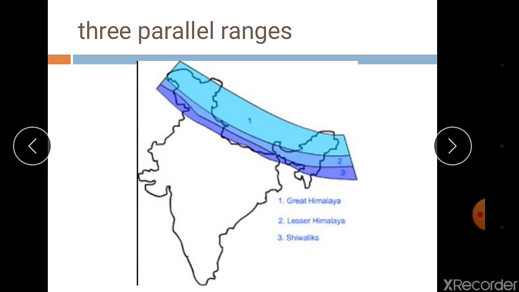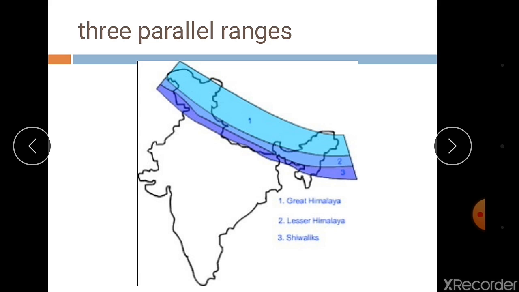The second range, which is numbered second here, is also known as the Lesser Himalaya. The range lying to the south of the Himadri forms the most rugged mountain system and is known as Himachal or the Lesser Himalaya.